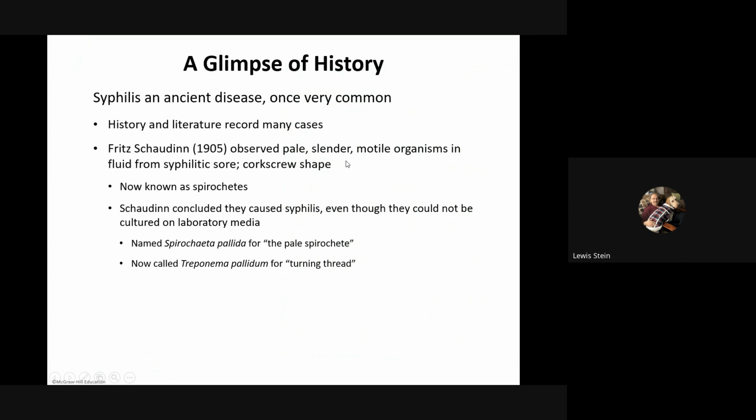So this, even though it was defined, we still can't cultivate it. It's non-culturable. Spirochetes are hard to grow because by and large they're intracellular. We can do the one, even when we try to find Lyme disease, it's a little bit more difficult. And that's where it got its name, Treponema pallidum, pallidum for pale.